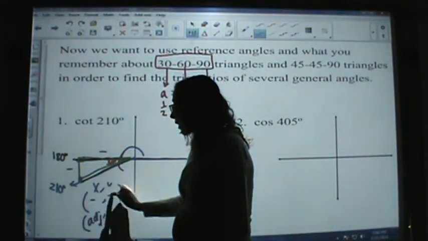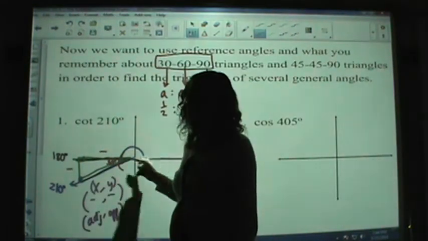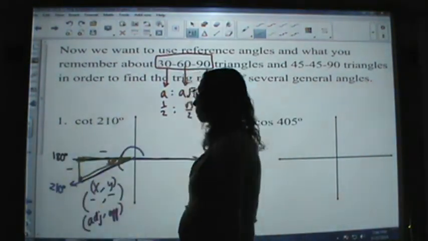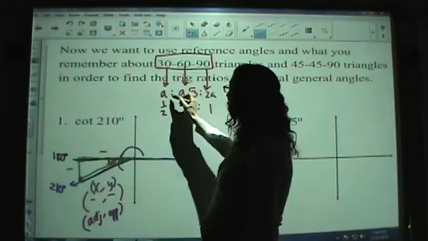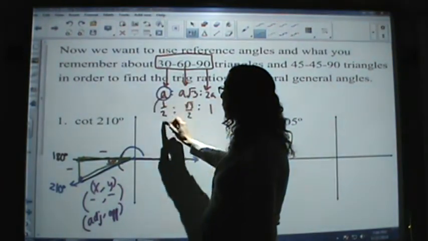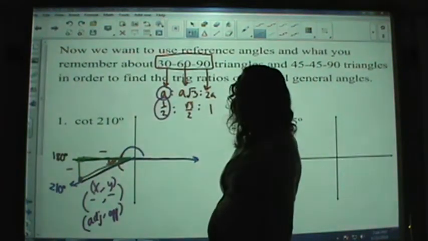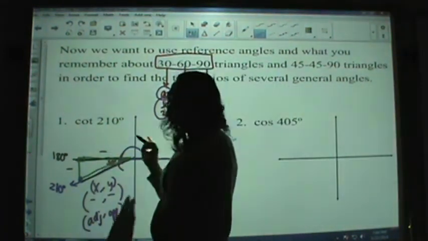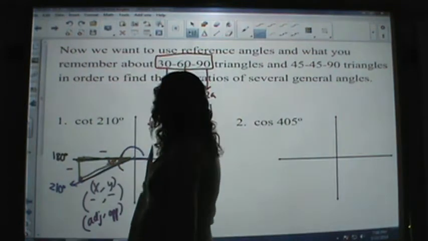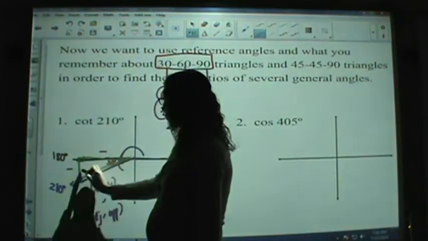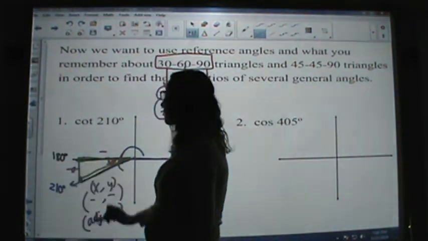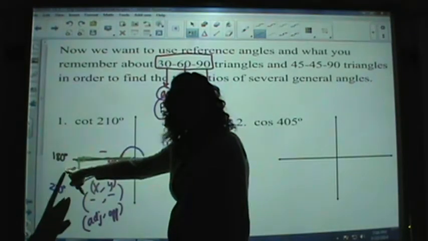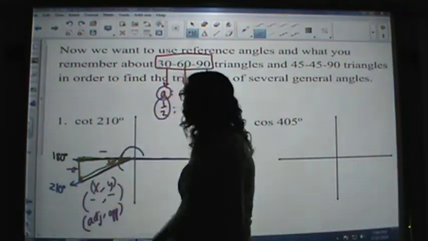X, y is always adjacent, opposite. So across from the 30, I'm supposed to label either A or 1/2. I don't care. I'll do A's on this one and numbers on the other one. So this is across from the 30, slicing through the 30, I'm going to have my angle, my side length A. It's a negative A though, because that's a side that moved down.